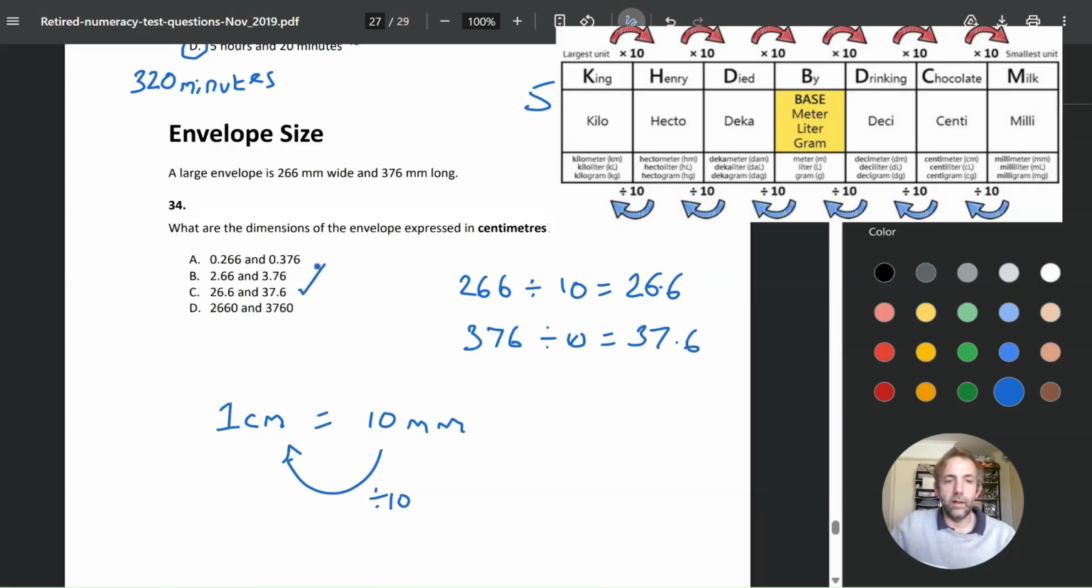So my answer is C. And again, if you know your conversions off by heart, that's great. If not, use the acronym to help you.